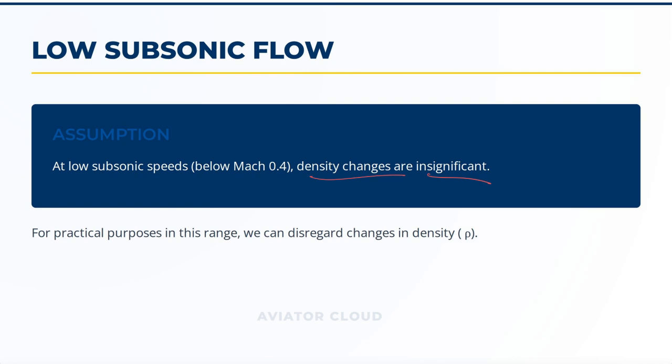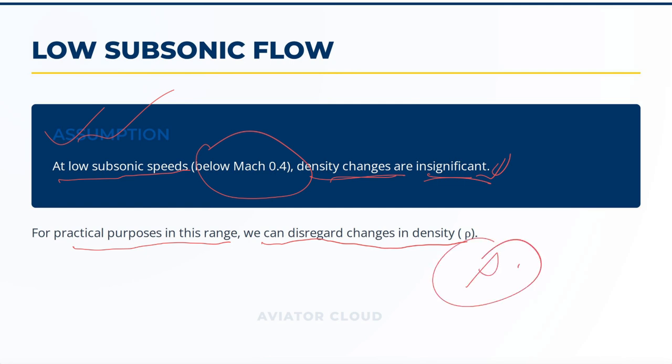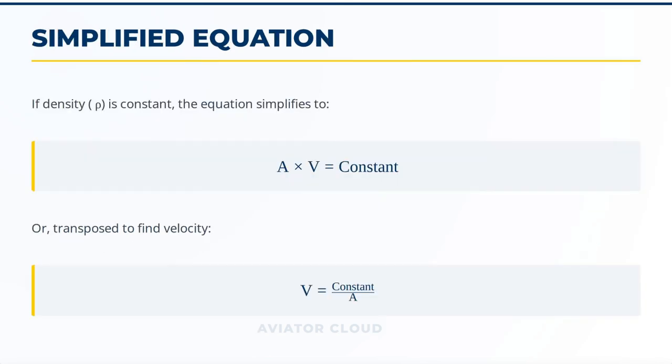So what happens? What is our assumption here? At low subsonic speed, which is below 0.4 Mach, density changes are insignificant. For practical purposes in this range, we can disregard changes in density. So we take density as the same or constant for lower speeds. Okay, this will help us to understand our theory better. So that's why we say A times V is equal to constant. So velocity is constant divided by area.